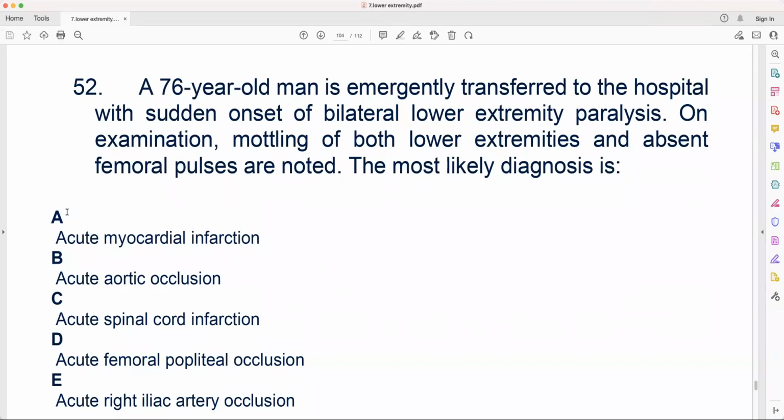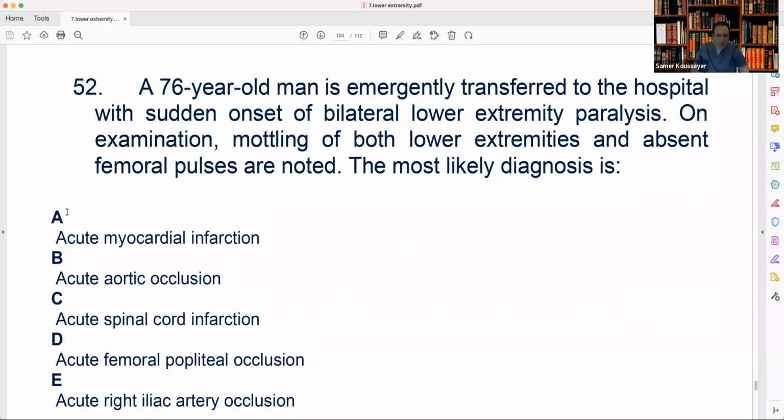Yes, most likely. Acute spinal cord infarction? He has mottled legs and non-palpable pulses, so no. Acute femoral popliteal occlusion, no. Acute right iliac occlusion, no. So B, acute aortic occlusion. Unfortunately, this is often confused with acute spinal cord infarction.